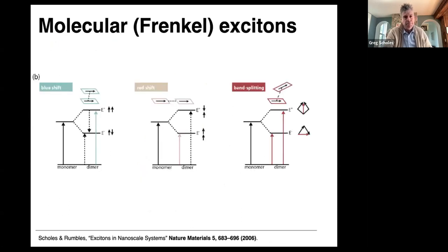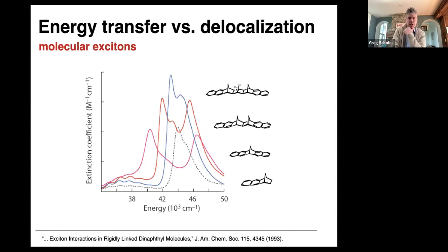Do I have a picture? Oh yeah. So because the electronic coupling now is strong, I'll go back to this picture though, the actual wave functions that are absorbing the light are linear combinations of the excitation being on the left and the right side of the molecule. So we get the symmetric and anti-symmetric linear combination of those possibilities.